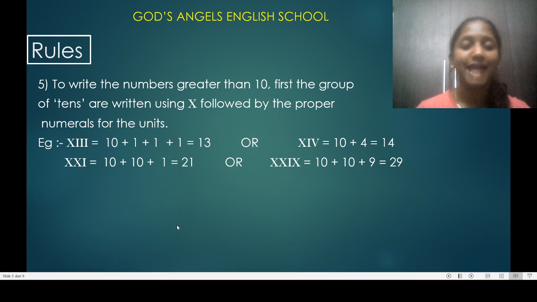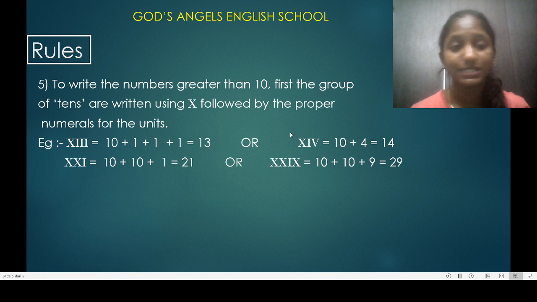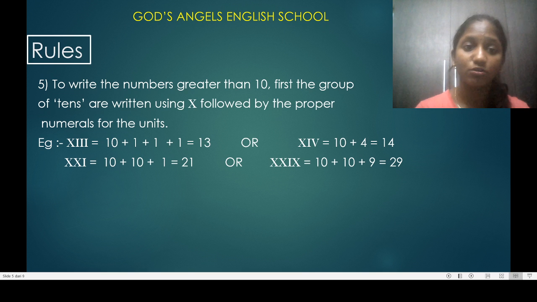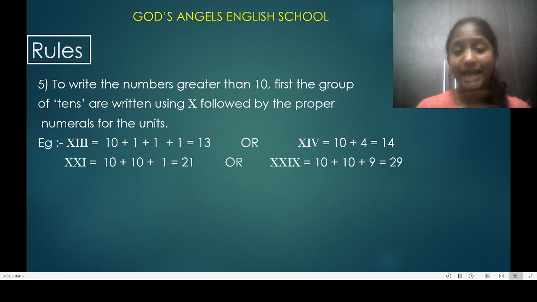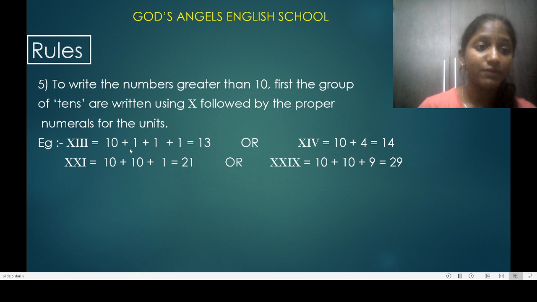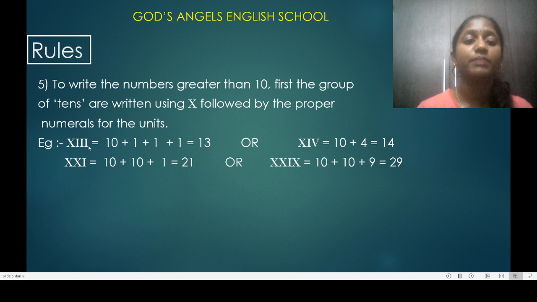If we add to 10, that is 11, 12, 13, 14, so it will go through the adding process. Just like the first rule we used, the same rule will be used here: whatever numbers more than 10 we write will go into addition. So how will we write that? We will not write 13 directly, we will split it this way: this is the 10 Roman number, and this is 1 Roman number, 1 Roman number, 1 Roman number.